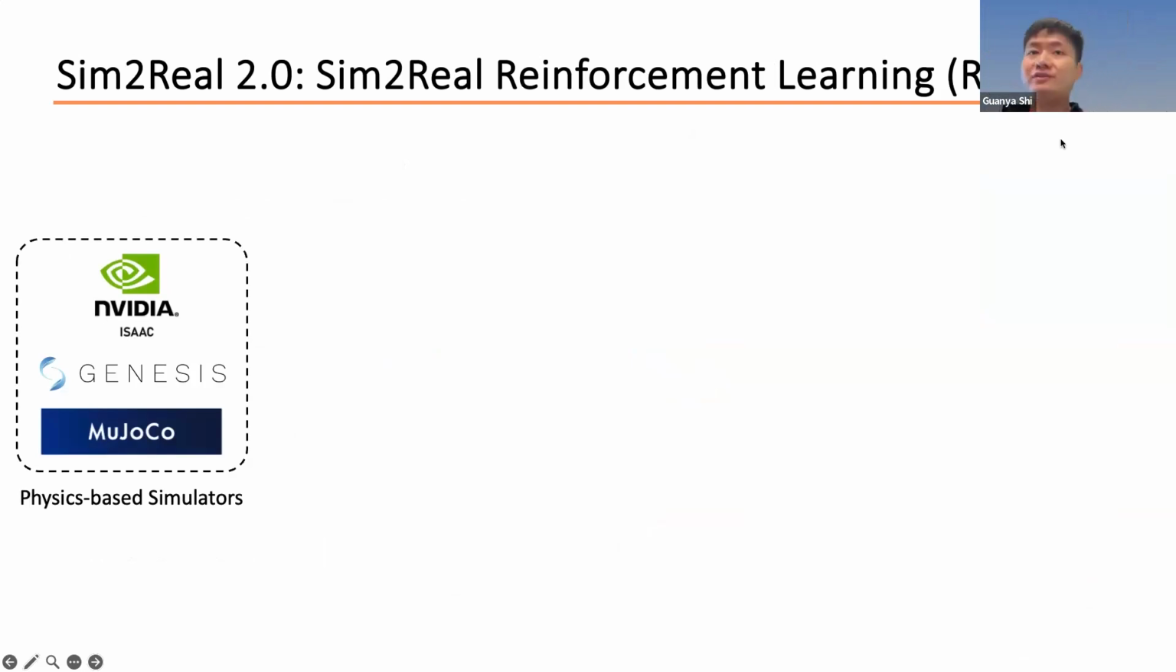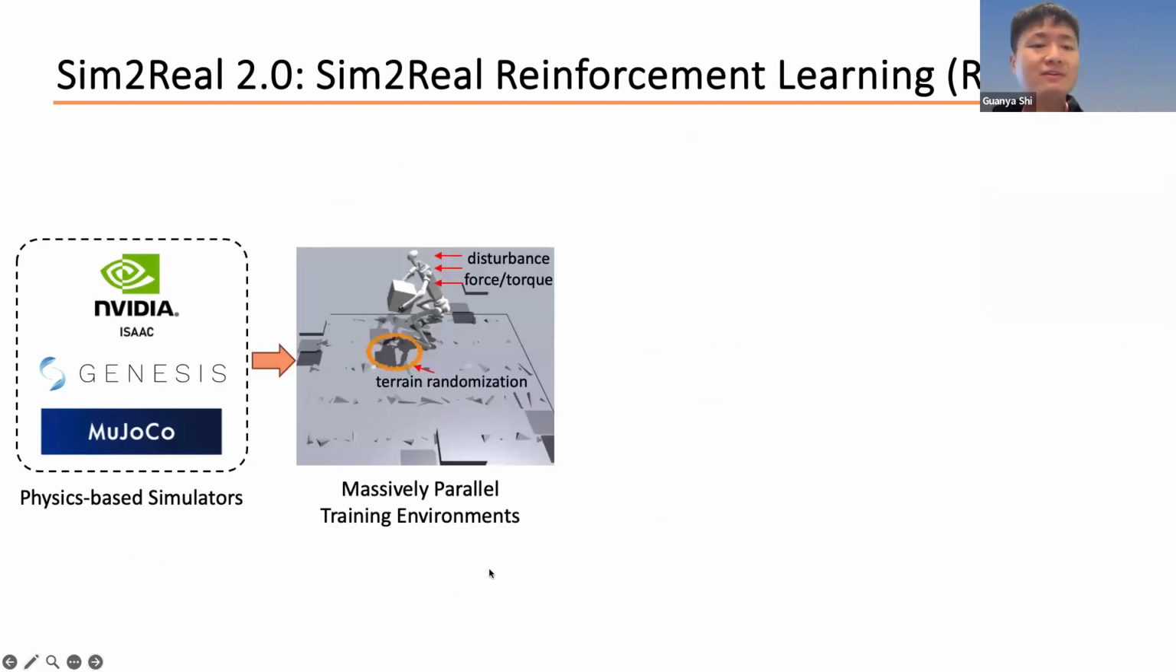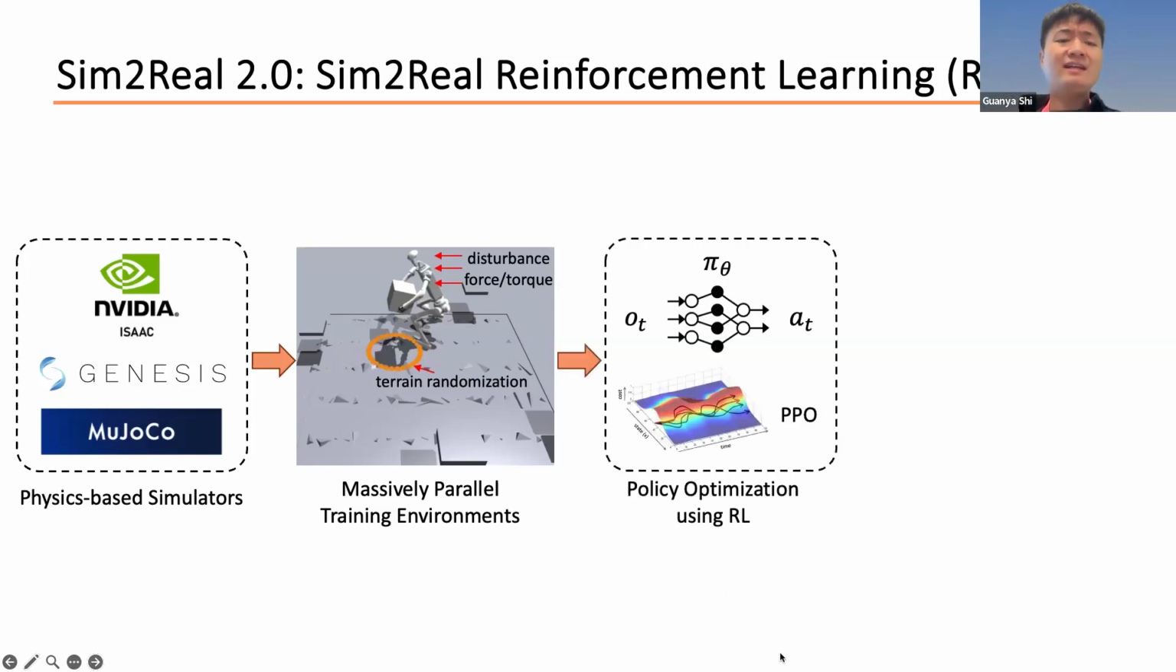I call it Sim2Real 2.0. We start using Sim2Real RL to solve the very same problems. We start from a physics-based simulator, again Isaac, Genesis, and MuJoCo. Then we create a massively parallel training environment, meaning that we put a virtual humanoid in the simulator, and sometimes for robustness, we need to randomize the terrain. We need to add perturbations and perturbation torques, etc. And the key difference, compared to MPC, is that we train a policy offline to optimize a big optimal control problem.